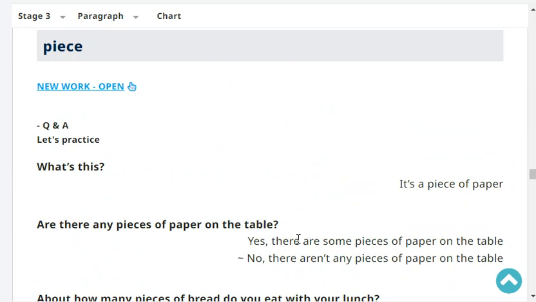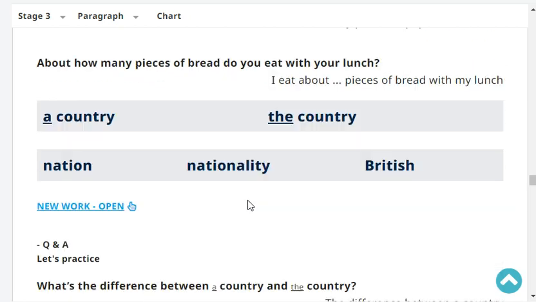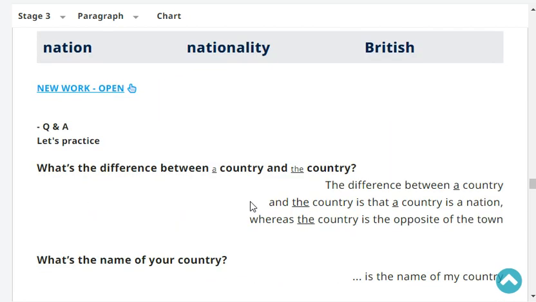Okay, next. What's this? It's a piece of paper. Very good. Are there any pieces of paper on the table? Yes or no? No, there aren't any pieces of paper on the table. About how many pieces of bread do you eat with your lunch? I eat about a piece of bread with my lunch. Very good. What's the difference between a country and the country?